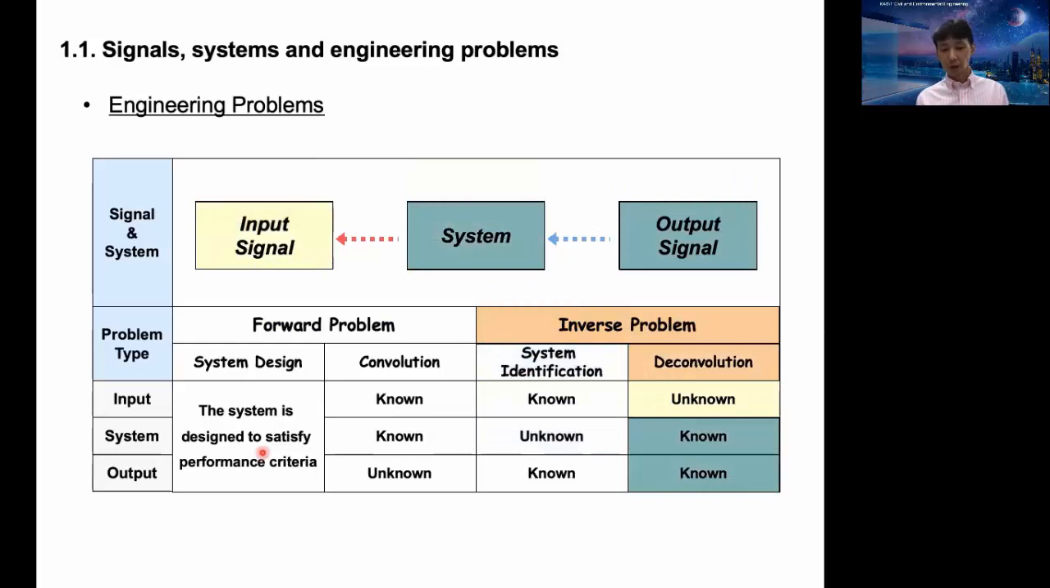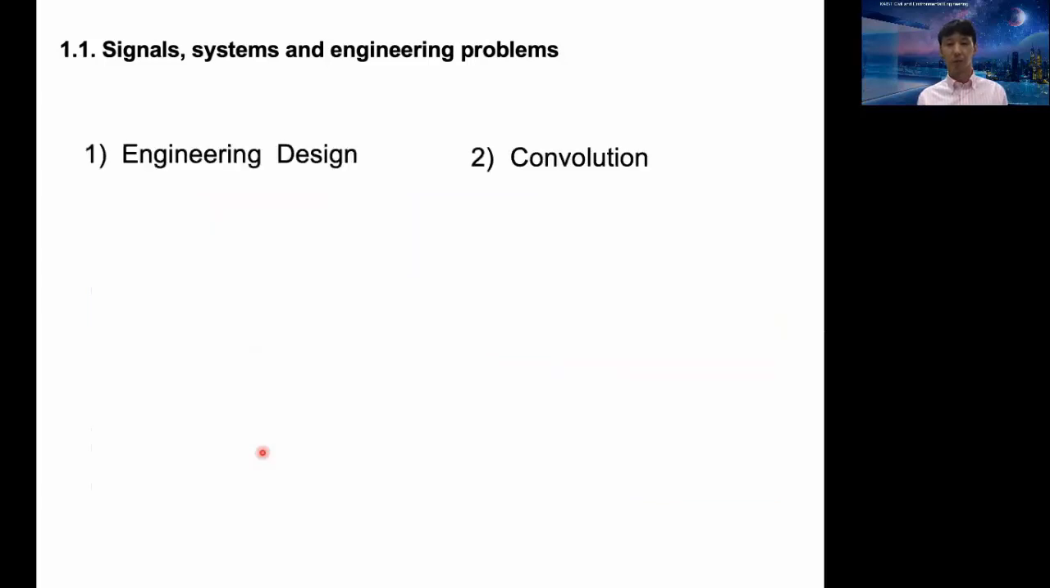And the last one is, we know the system, how the system reacts to a certain input, and then we measure the output. So then what was the input? That will be the question for deconvolution in the inverse problem.